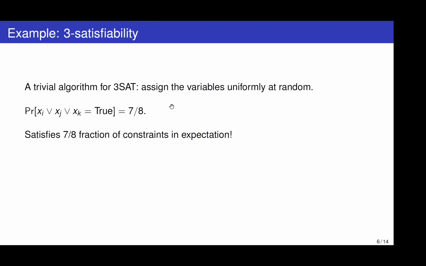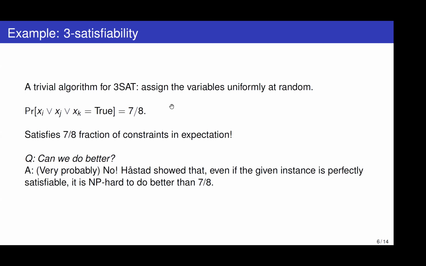So the next question is, can we do better than 7/8? And the answer is no. In fact, Hastad showed that even if the given instance is perfectly satisfiable, it is still NP-hard to do better than 7/8.